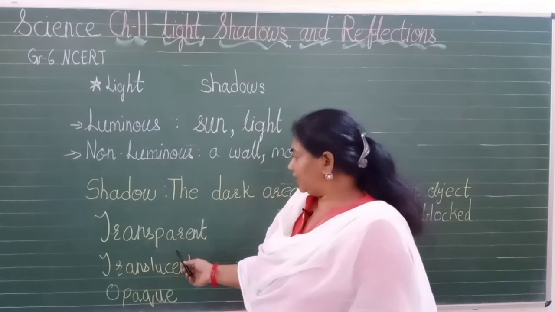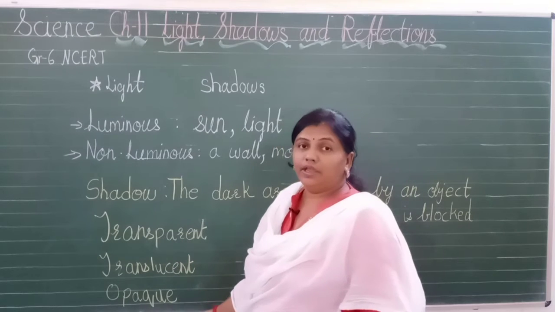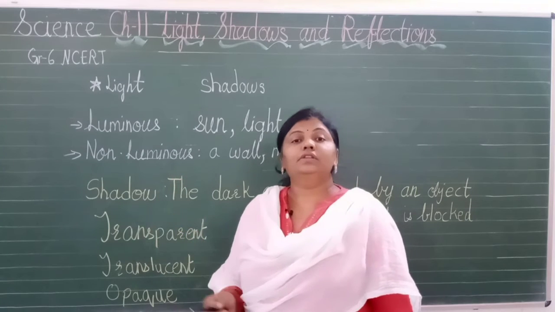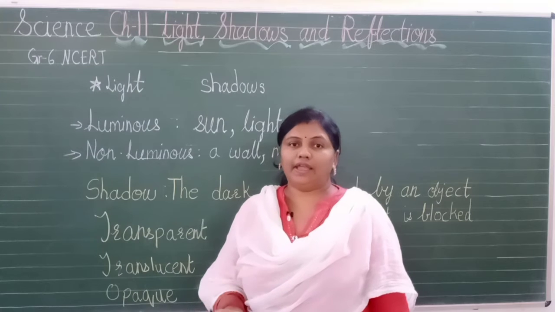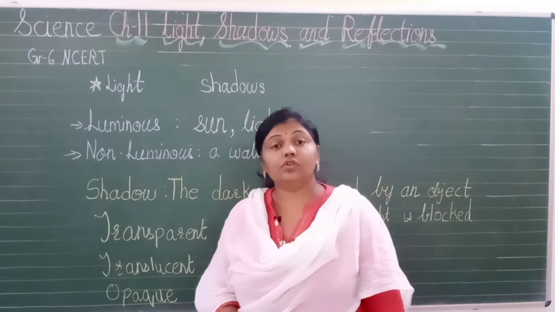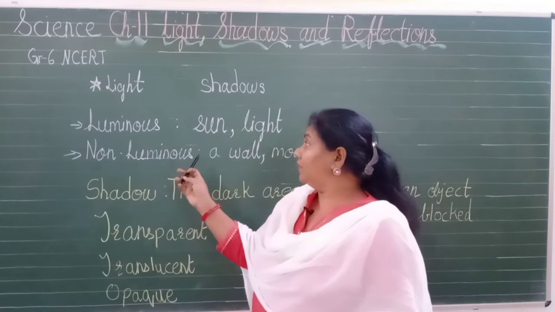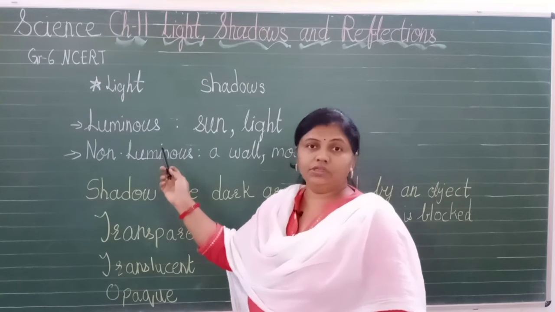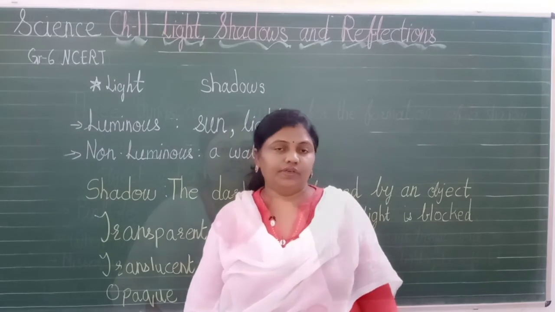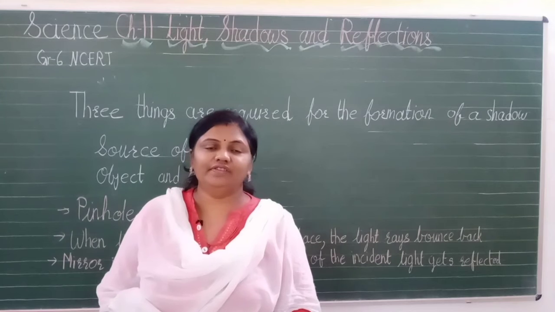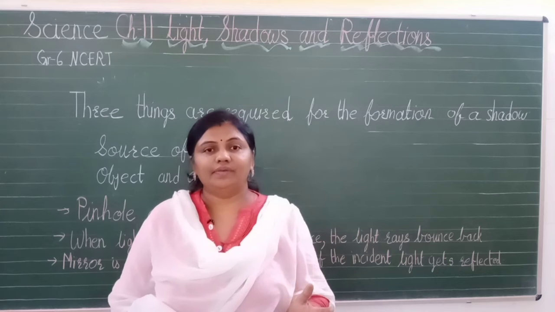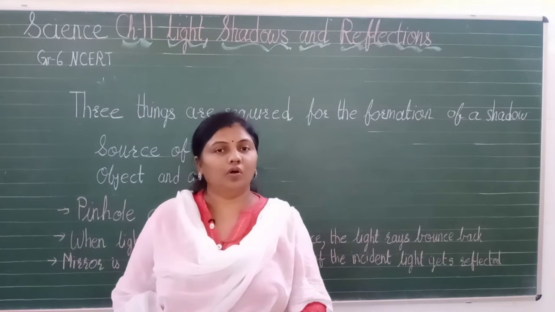So you are all clear with transparent, translucent and opaque, and also luminous and non-luminous. Luminous means objects which emit their own light. A firefly, in Gujarati we can say agya, has its own light. Such things are known as luminous, and those which do not have their own light are non-luminous. So students, you are clear with the shadow. A shadow is mostly obtained when light is reflected from or blocked by an opaque object.